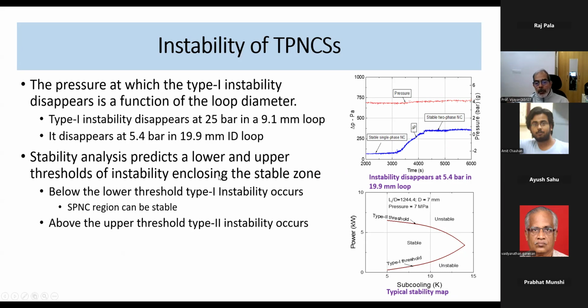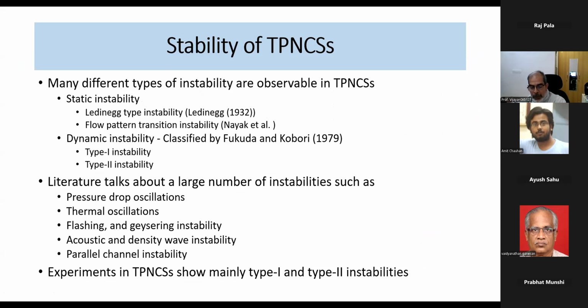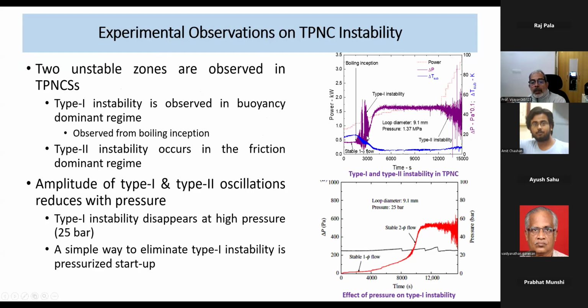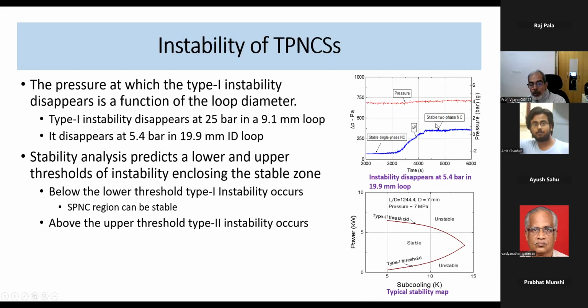Now, if you do a stability analysis, you get a stability map which looks more or less like the one in the single phase system. But what is happening is, inside was stable in single phase, inside was unstable. And here, inside is stable basically because it is between the two thresholds. That is type 1 and type 2. The bottom is type 1 instability and the upper one is type 2 instability. Between these two, it is stable.